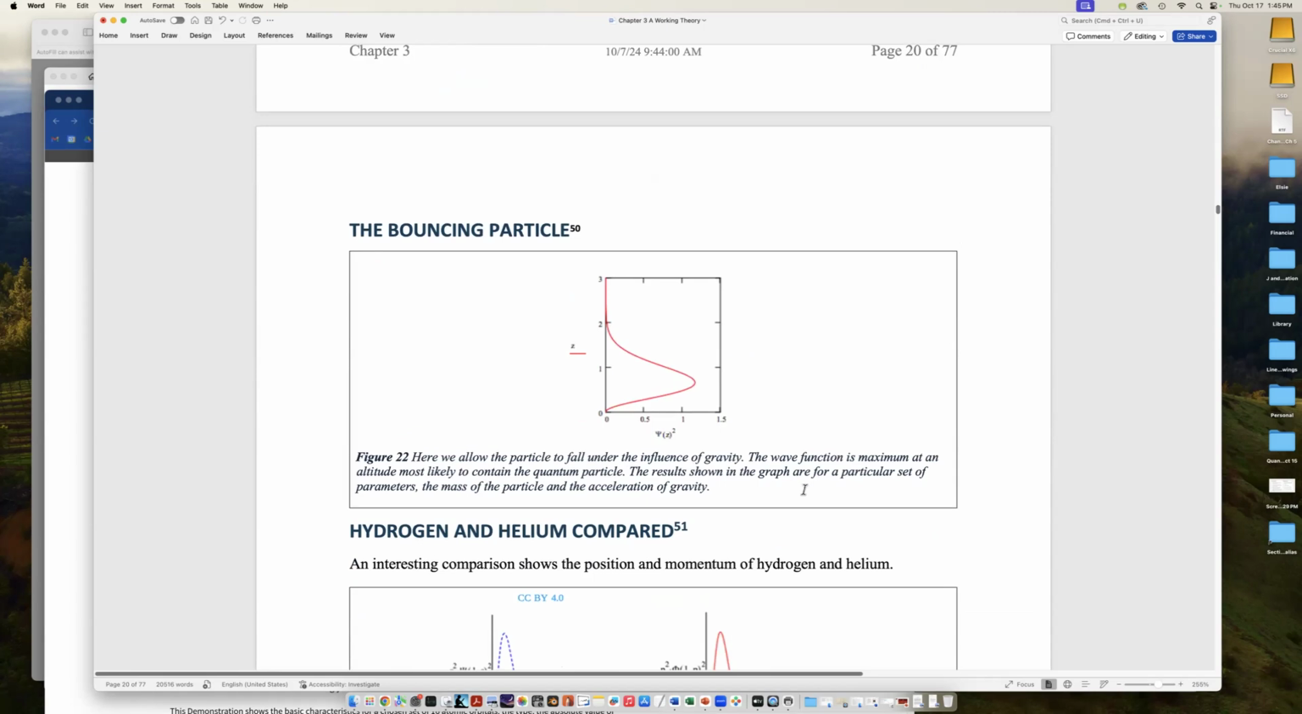Here's a quantum solution for something where you drop a quantum object in the gravitational field of Earth, for example. Where are you likely to find it? And the answer is not on the floor. This is the floor down here, and this is higher altitude here, because when you solve the Schrodinger equation, the most likely place to find it is at this altitude. And there's a little description here of that sort of condition.